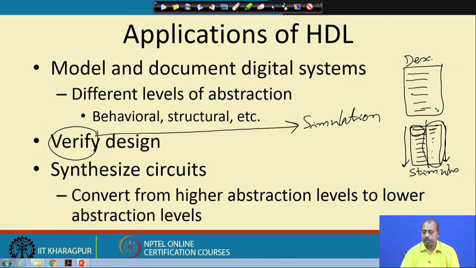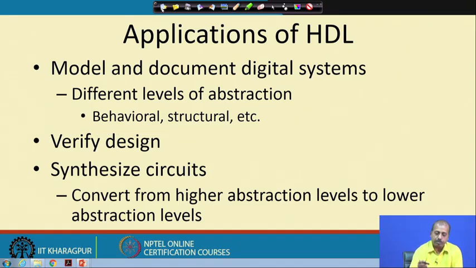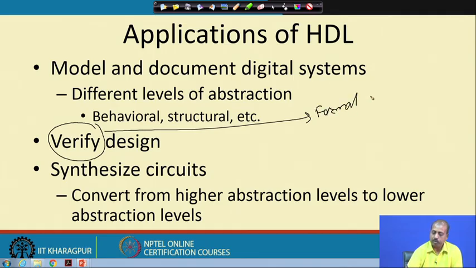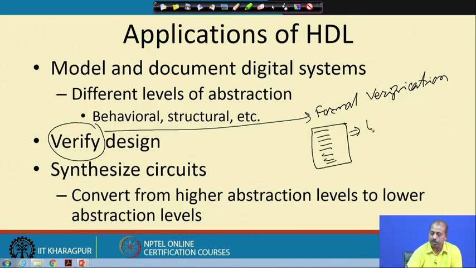You apply some stimulus to the description and try to see whether the response that you are getting from the circuit is as per your desired one. The other way of verification is by means of some formal method. This verification can be done by means of formal methods, which come under the broad heading of formal verification. There you try to describe the behavior in terms of some logic formula.